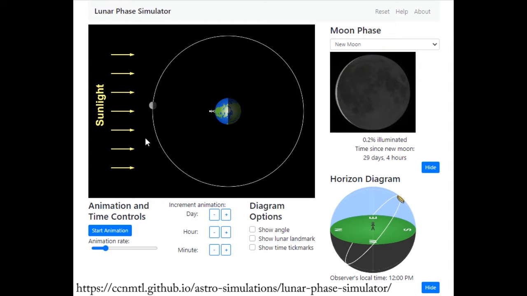This is one of my favorite computer simulations that really shows the relationship between the sun and the moon and the earth. And in the corner, you can see what you would be observing from Earth.